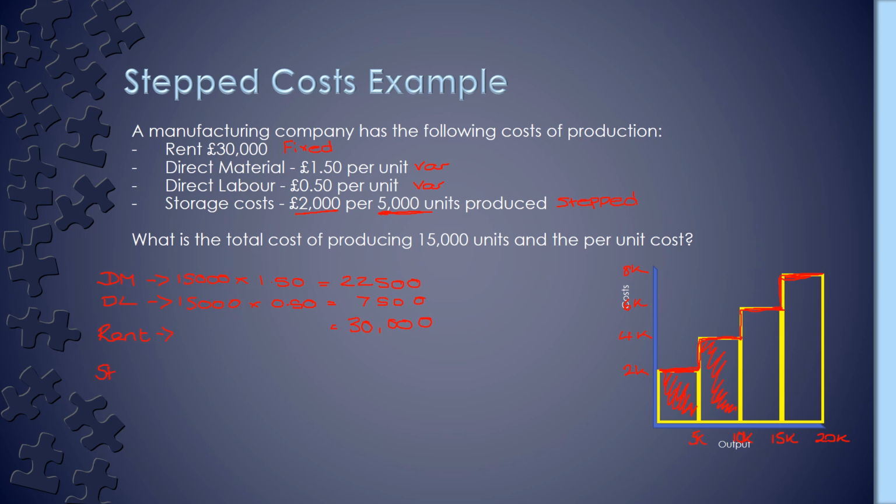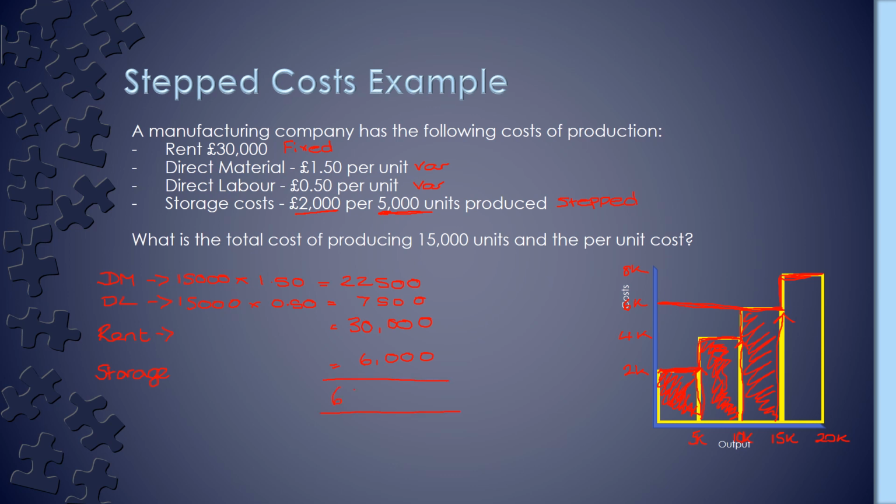And now we're going to have our storage cost to add on. Because our production is 15,000 units, we're going to have to step up once, then we're stepping up twice, and then we're going to have to step up a third time. So it's going to have to be 6,000, because for the first 5,000 we pay 2,000. For the second 5,000 up to 10,000 we're paying 4,000. And then for the final 5,000, which takes us to our output of 15,000, we're going to be paying 6,000.